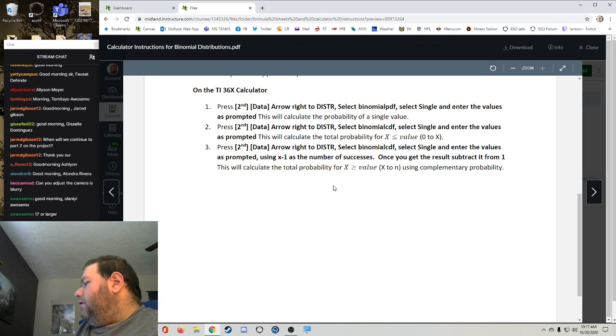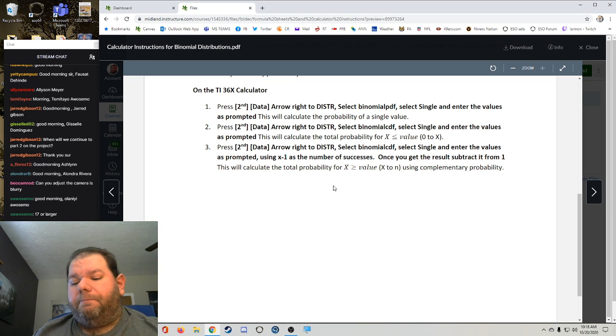And so we use the concept of complementary, because the way the calculator is set up, it can only calculate these less than or equal to probabilities. We can then subtract it from 1 to get the greater than or equal to probability. Okay?